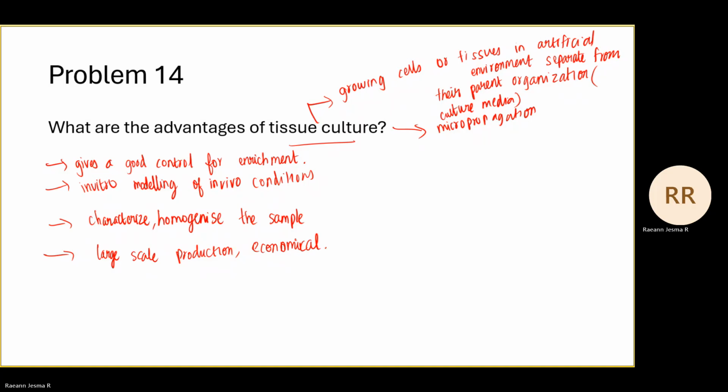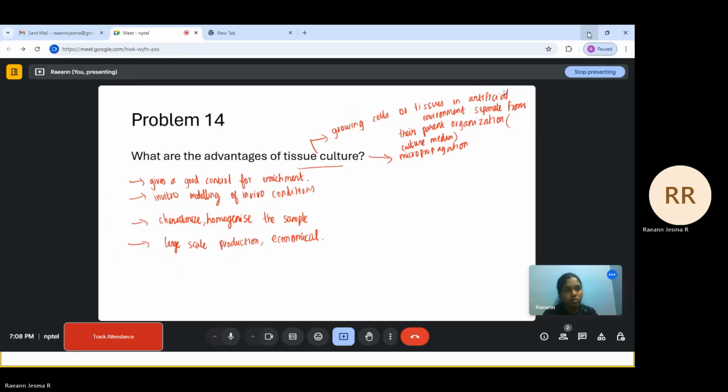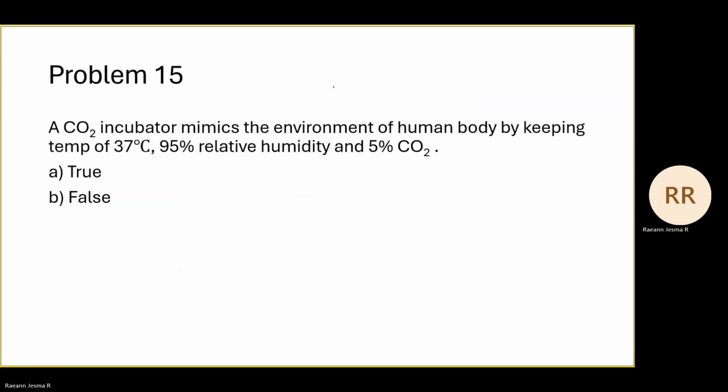Tissue culture. A CO2 incubator mimics the conditions of 37 degrees centigrade, 95% relative humidity, and 5% CO2. Is this true or false? We already saw this. Okay, so this is correct, right? It is true.